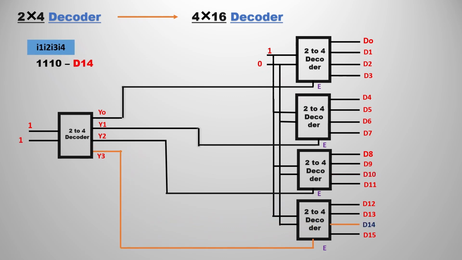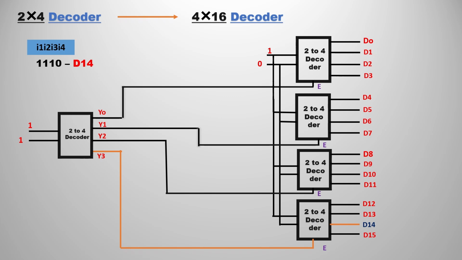Hope you are understanding. So this is the last example, so that your understanding will be much better in this conversion. We are going to take 1110, that is D14. So 11, that is I1, I2, we are going to pass for the first decoder, and the second decoder, that is 10, we are going to pass.